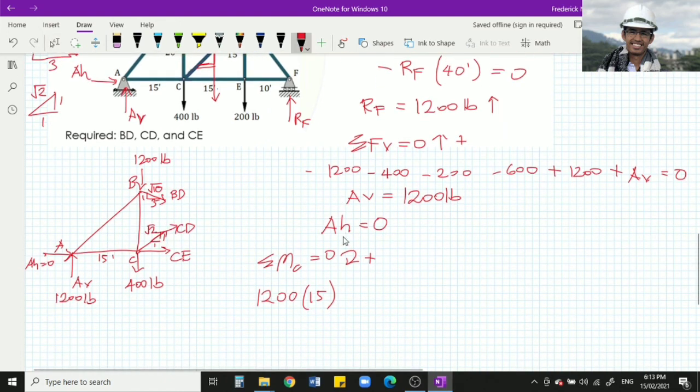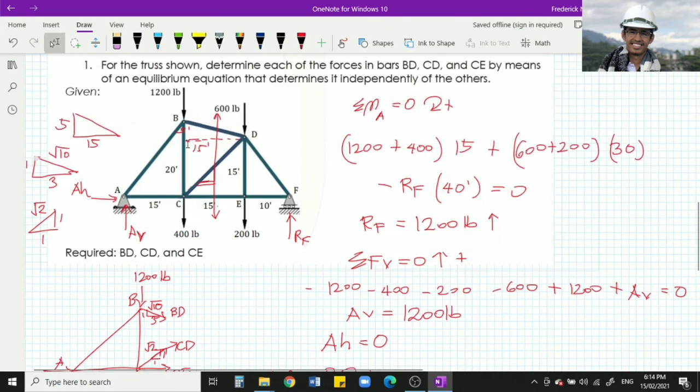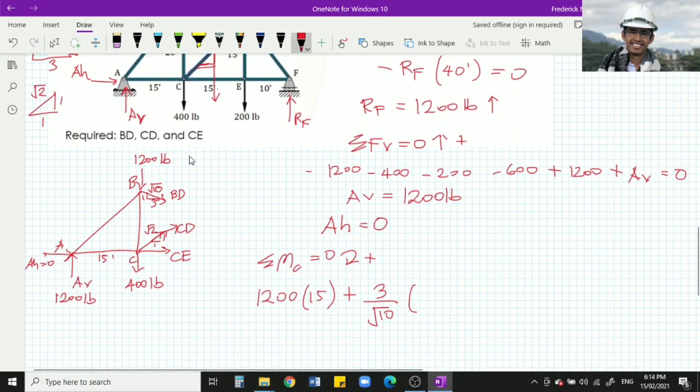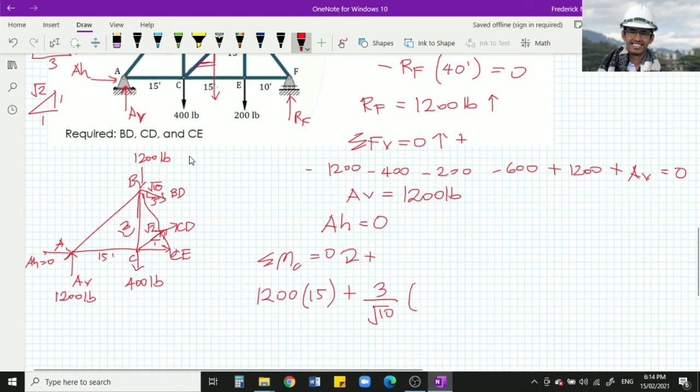So, yung may moment natin is yung horizontal component ng BD. So, that will be clockwise na naman siya. So, that will be plus 3 over square root of 10 times. So, yung distance nito is 20 feet. Okay? So, that is 20 feet. So, this is 20 feet. So, times 20 is equal to 0.